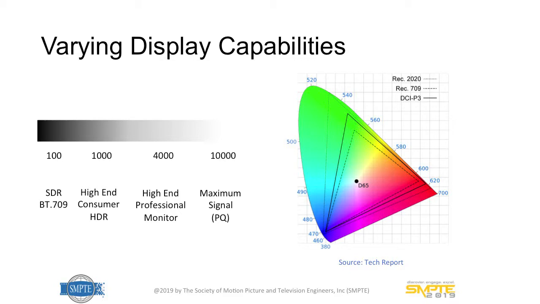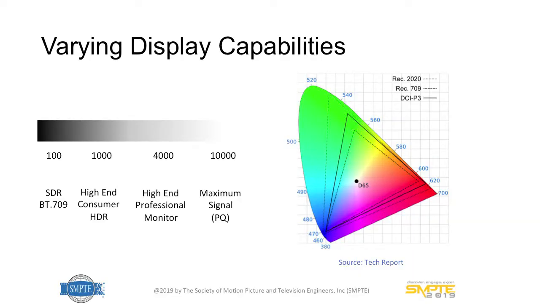The next level of the triangle is DCI-P3, which was based for digital cinema on the best that was achievable at the time using digital micro-mirror devices with the lamps of the time, the xenon lamps. And it was pretty close to the gamut of a film print. And that was the idea, to make it look like film. Now with laser, they've been able to narrow down the wavelength and go further. And the REC 2020 standard is based on the best available RGB lasers of the time.